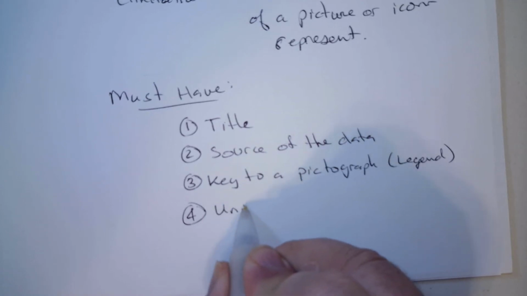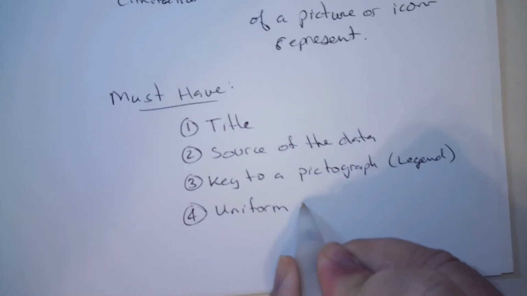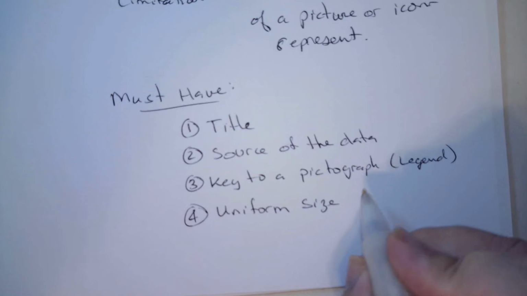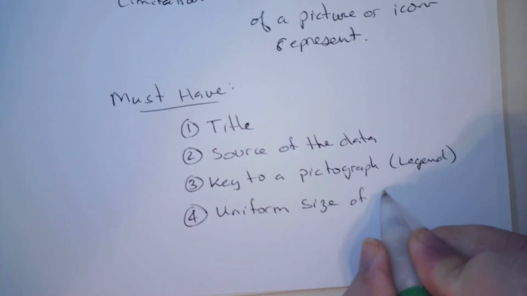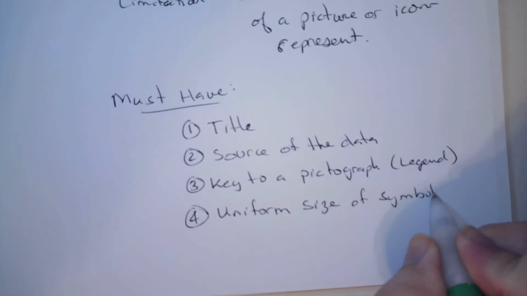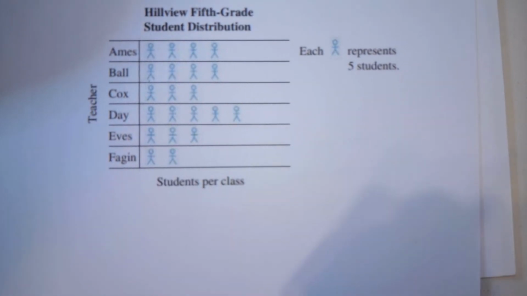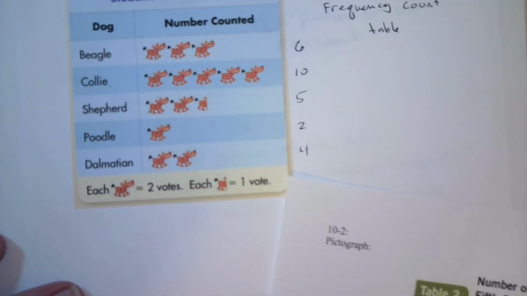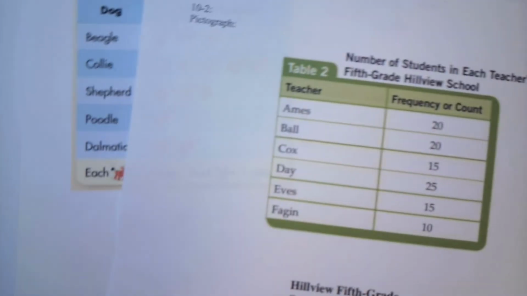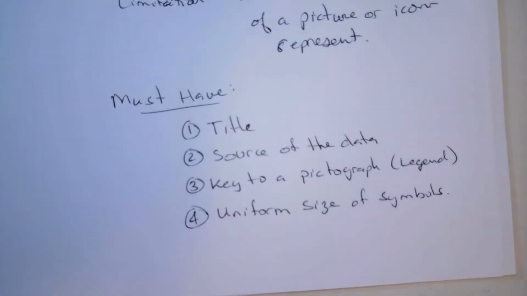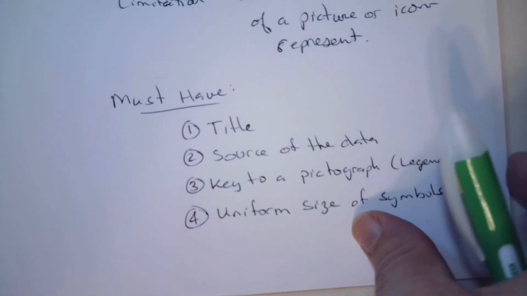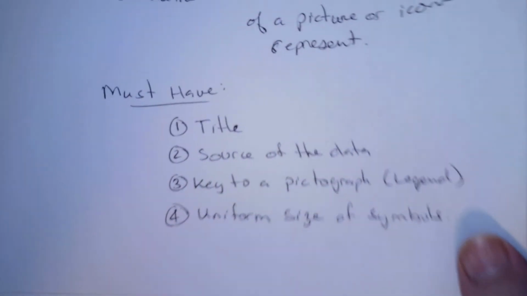And uniform size of symbols. Each of these symbols all have to be the same size. All of them have to be the same size. So it makes it easier to compare each of the groups, the categories. Alright, so that's about pictographs.